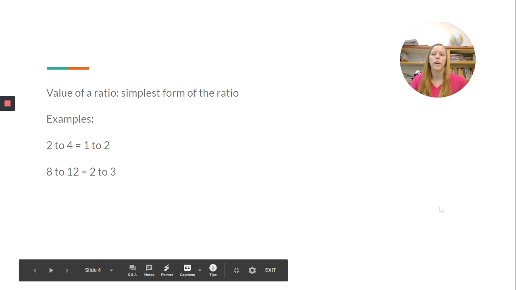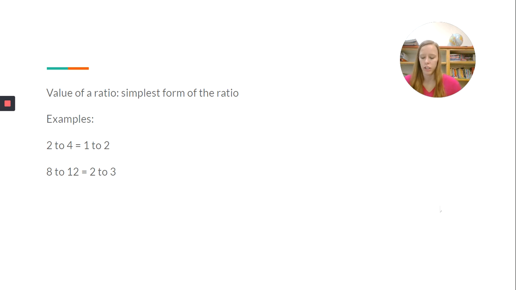So what does the value of a ratio mean? Basically, it's just the simplest form of that ratio. So if we had the ratio of 2 to 4, we can make it simpler by saying it's 1 to 2. And that would just be the simplest form of the ratio, or the value of the ratio. Same with 8 to 12 and 2 to 3.